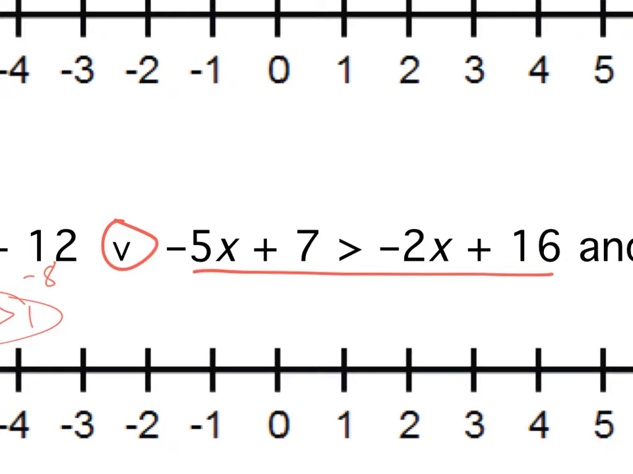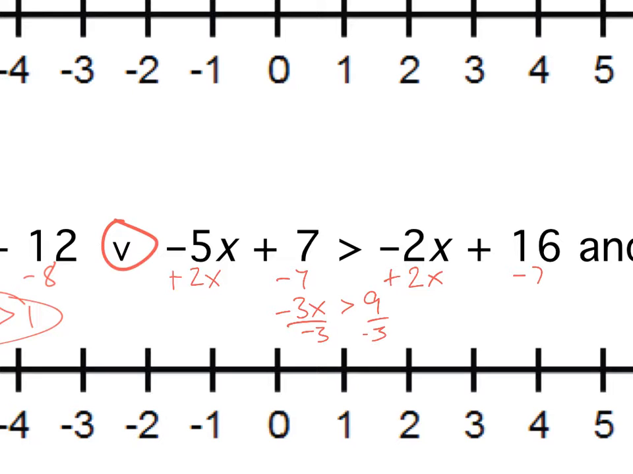Okay, then I move on to the other one and solve it separately. I'll erase this little line that's in my way. And then I'll be moving the x terms to the left, so I'll add 2x to both sides. And move the 7 over to the right, subtract 7 from both sides. On the left side, negative 5 plus 2 will make a negative 3x. On the right side, 16 minus 7 makes a 9. Then I divide by negative 3, which is important because that means the direction of my inequality is going to flip. It'll be a less than now instead of a greater than. 9 divided by negative 3 makes a negative 3.